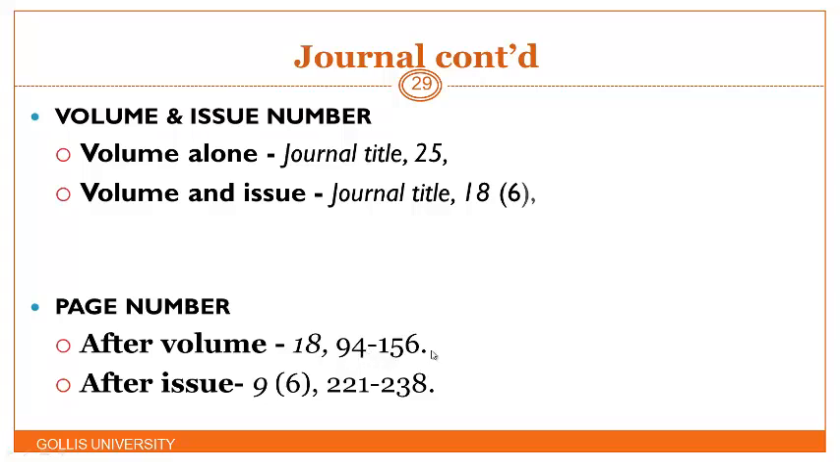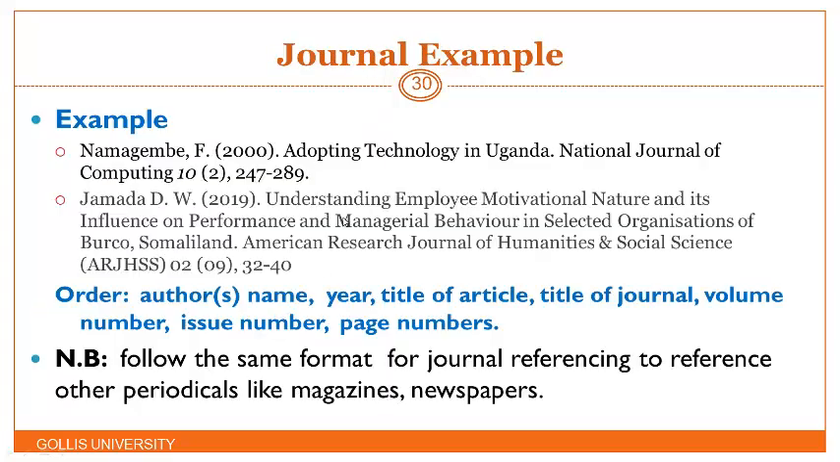Usually these page numbers are provided on top of that particular article, or after the issue number, which comes in brackets, followed by the page numbers, for example, 221 to 238. This is how it will look. For example, Namagembe F 2000, then the title of the article, then the journal, then we have the volume number, the issue number, then the page numbers.